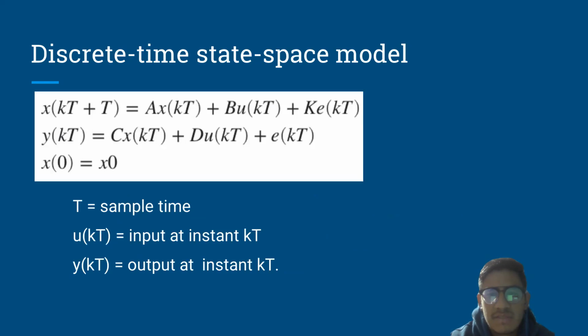To sum up, a state space model uses state variables to describe a system by a set of first-order differential equations, and it's the best option for quick estimations. In this other example, we can see that t is the sample time, u of kt is the input at instant kt, and y of kt is the output at instant kt.